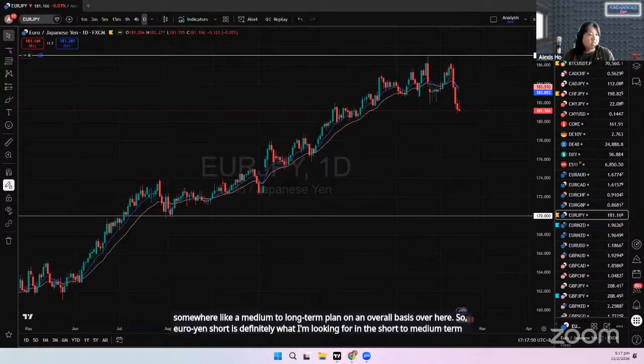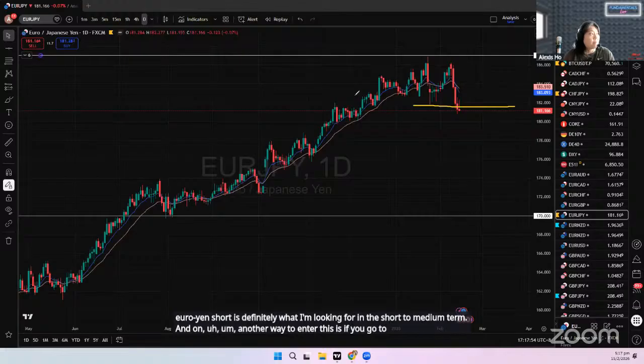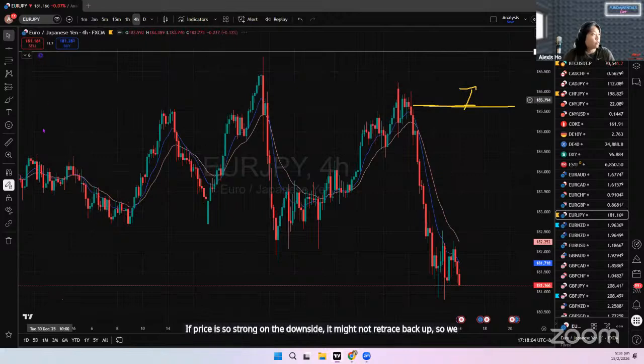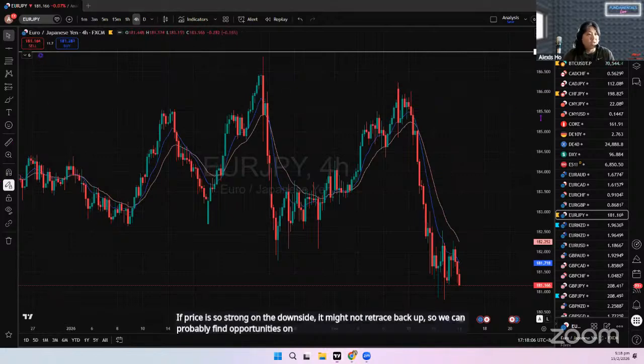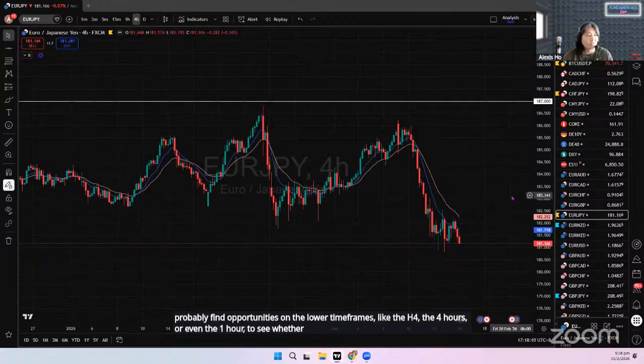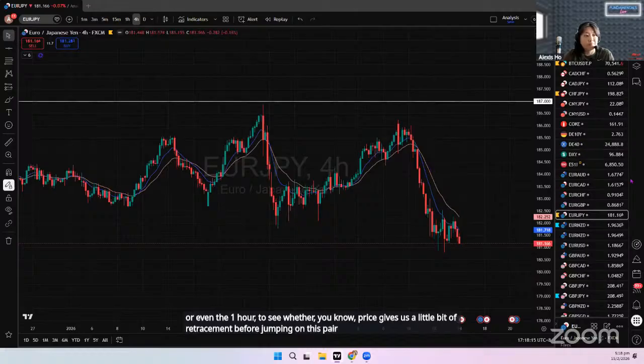And another way to enter this is if you go to the shorter time frames, because on the daily time frame, price has already broken the previous low over here. If price is so strong on the downside, it might not retrace back up. So we can probably find opportunities on the lower time frames like the H4, the 4 hours, or even the 1 hour to see whether price gives us a little bit of retracement before jumping in on this pair. So the euro yen is something I'm looking at.